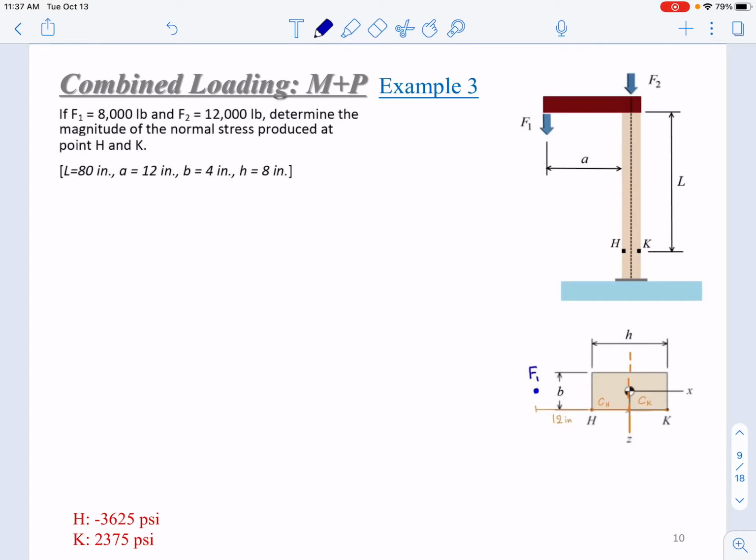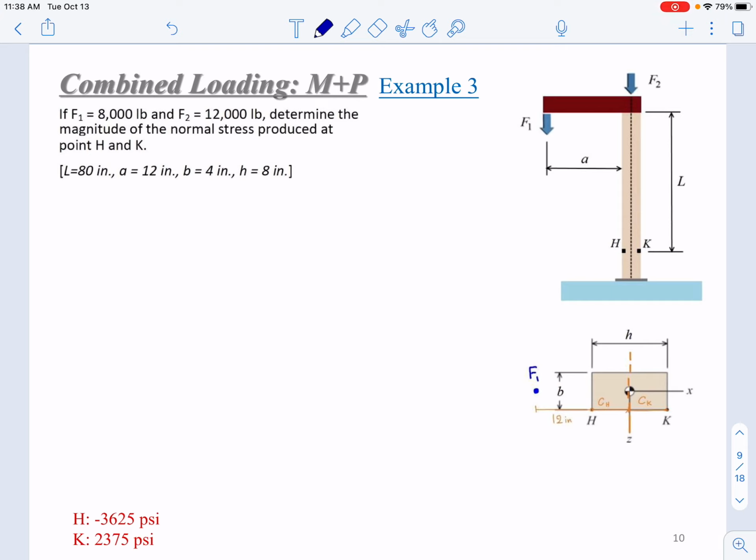Example 3 is a little bit more complicated because it involves two loadings, F1 and F2. F2 is added at the centroid of the cross section of the column. F1 is not. F1 has a distance of A plus half of the thickness to the centroid. Determine the magnitude of the normal stress produced at points H and K.